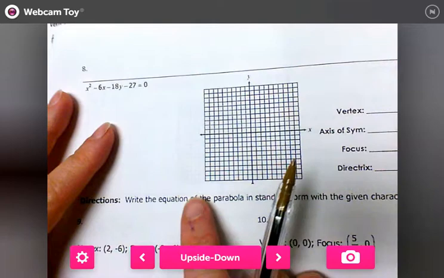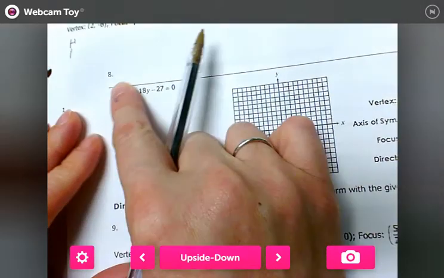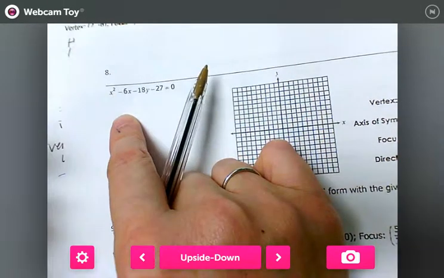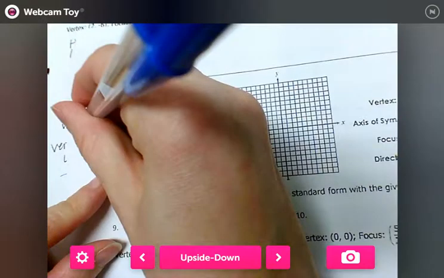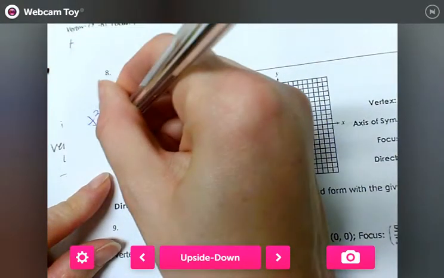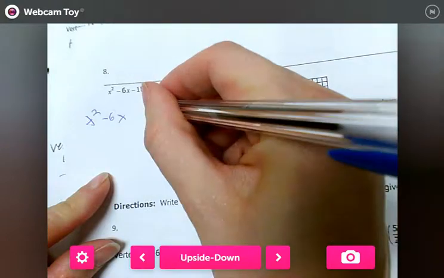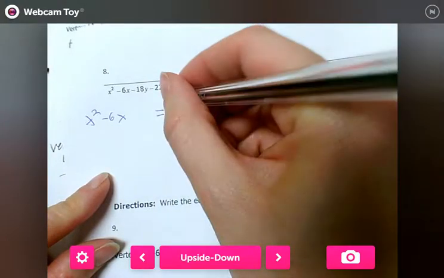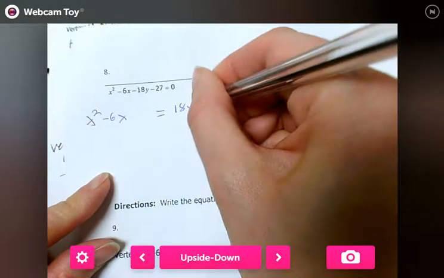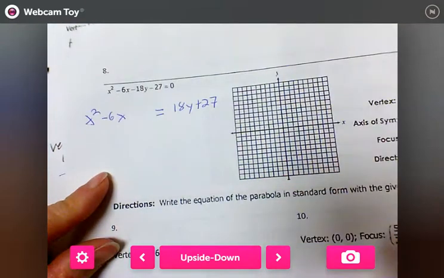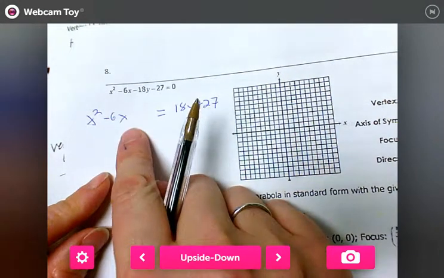Okay. So we're looking right here at the equation. First of all, I have to have it in standard form to be able to do it. So I've got x squared minus 6x, and then I'm going to move everything to the other side. We've got 18y plus 27. We had to add them to move them to the other side, correct? Now we have to do that weird completing the square thing.